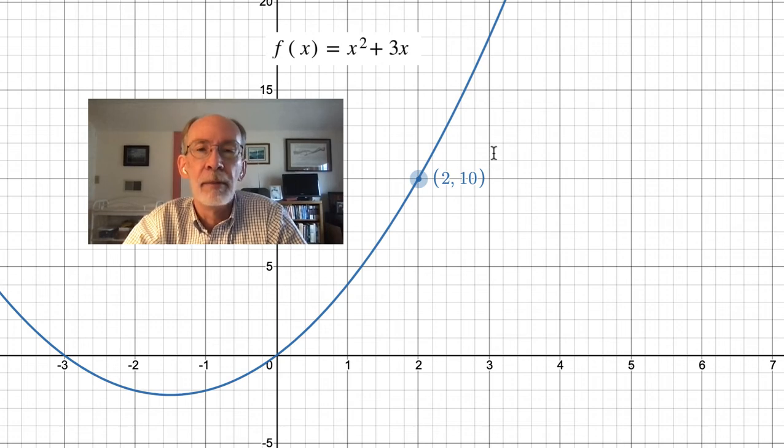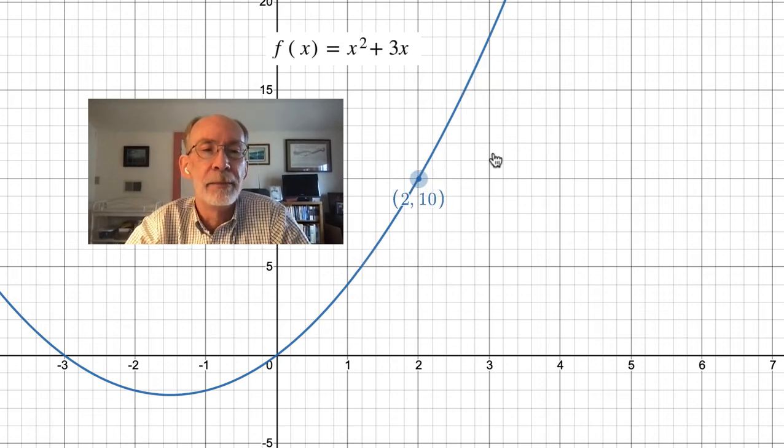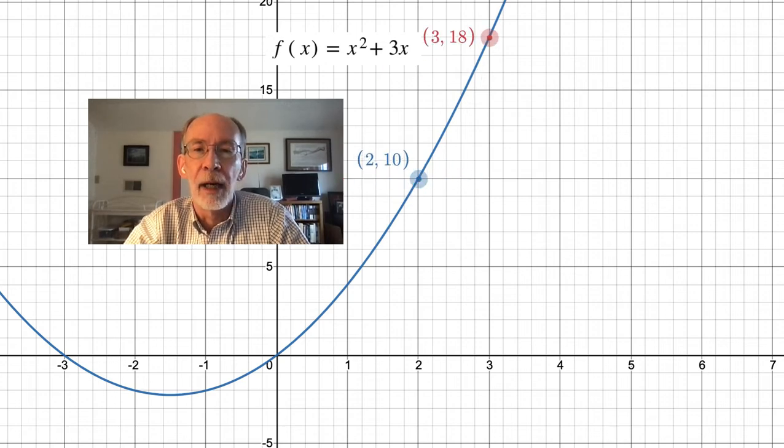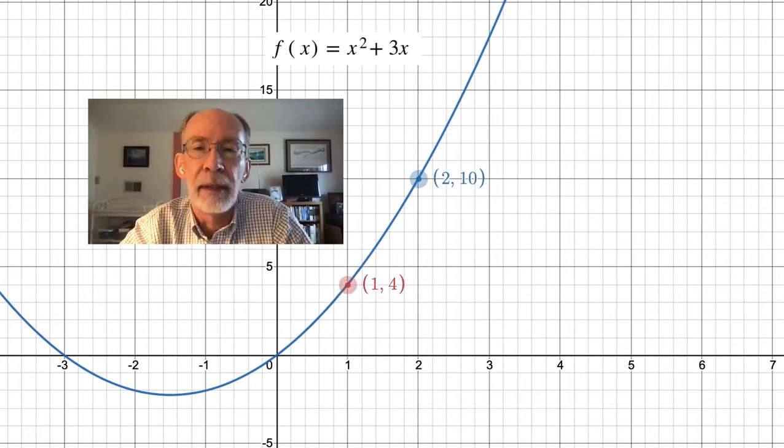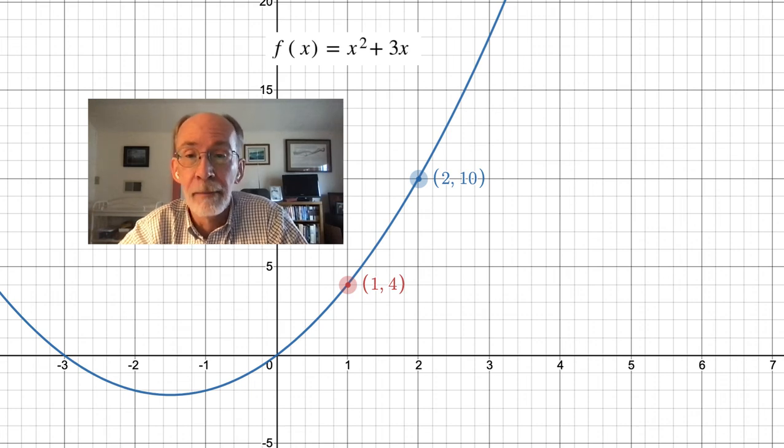So I'm going to place a slidable point on the graph, and I'm going to locate it at the point (2, 10). Then I'm going to add another point that I can then slide around. And we can ask ourselves questions like, what is the average rate of change from x equals 1 to x equals 2? And of course, that's just a good old-fashioned Algebra 1 rise over run slope. So that's 10 minus 4, which is 6, over 2 minus 1, which is 1, so it's 6.